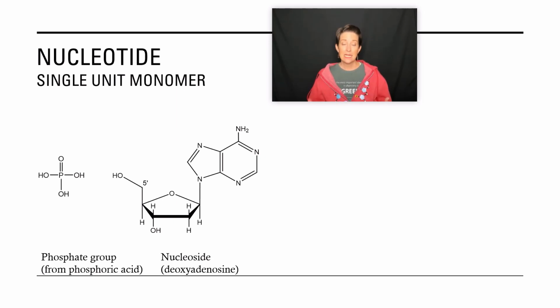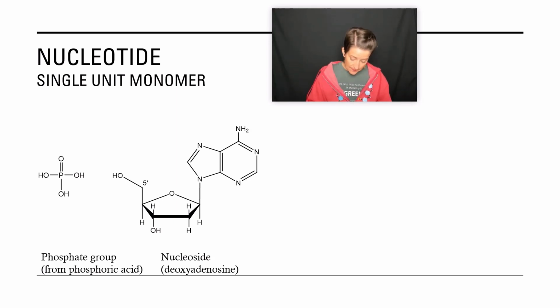Phosphoric acid is H3PO4. We typically will lose those hydrogens in that acid because it dissociates when we're talking about inorganic phosphates. We also need our nucleoside.